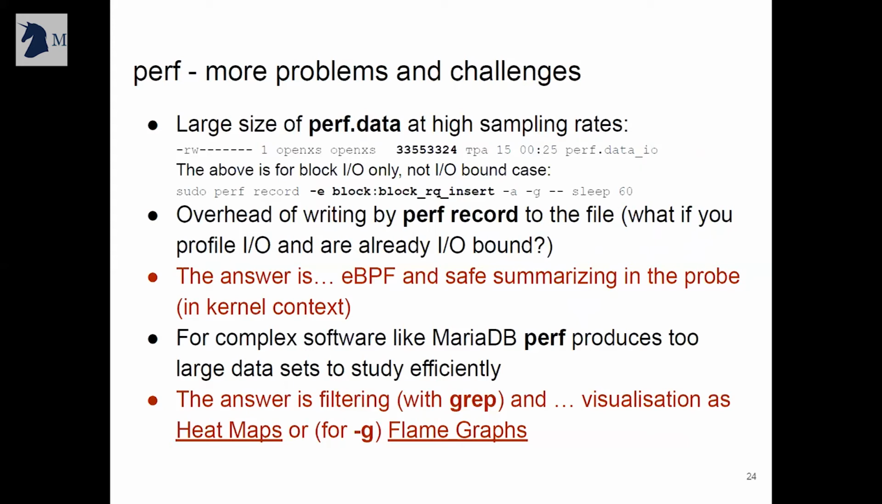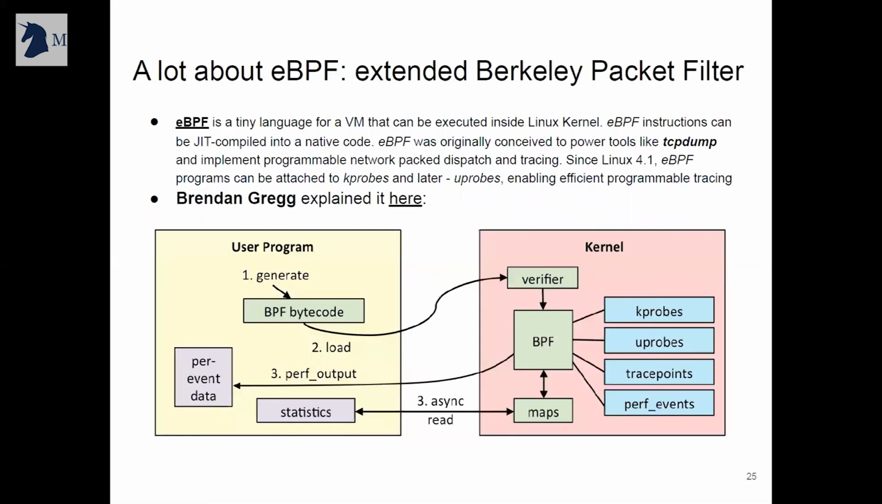So what is the answer for this problem? The answer is to summarize the information and process it while in memory and in the kernel context. The answer is basically eBPF, extended BPF. And perf output with stack traces is too huge to work with, so we need some way to summarize it, maybe similar to PTPMP, or visualize it. And here we have a nice answer in the form of heat maps or flame graphs, so we can represent it graphically somehow. So these are the remaining topics of this presentation.